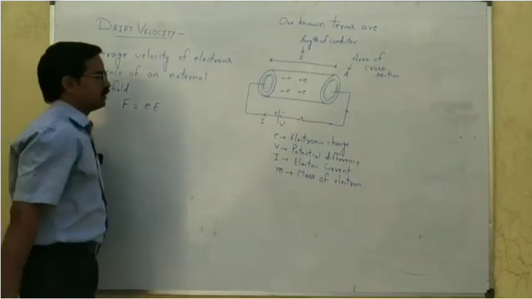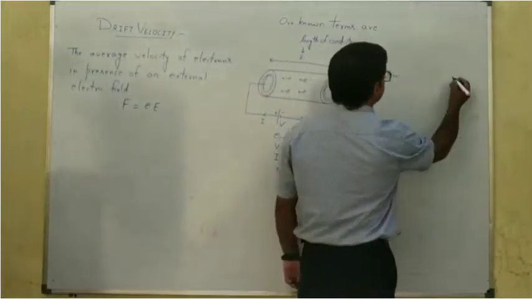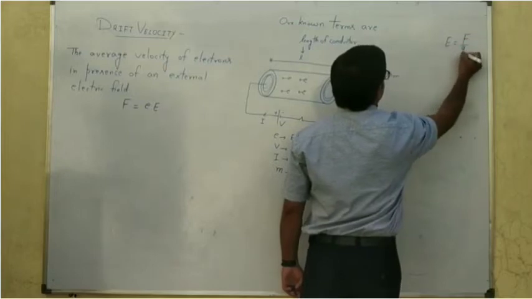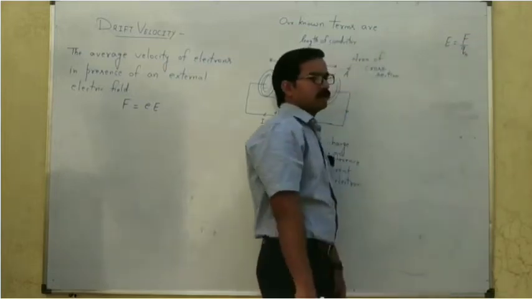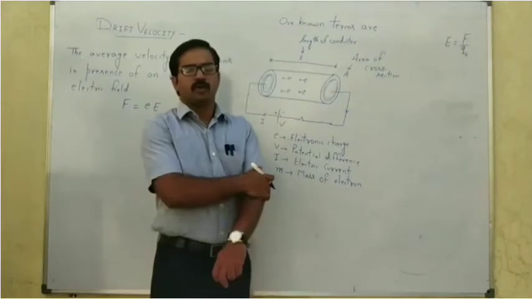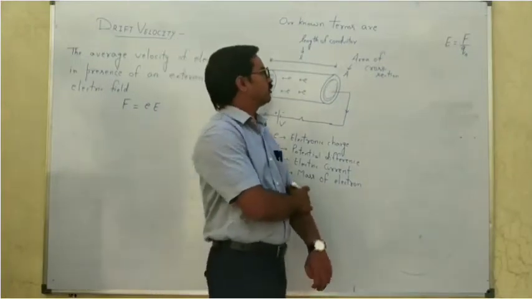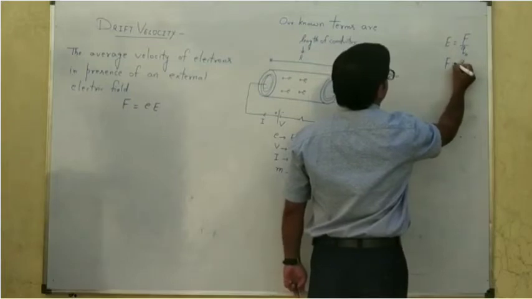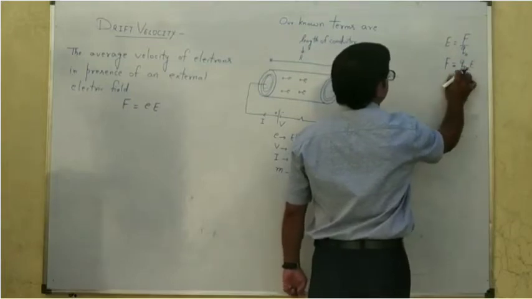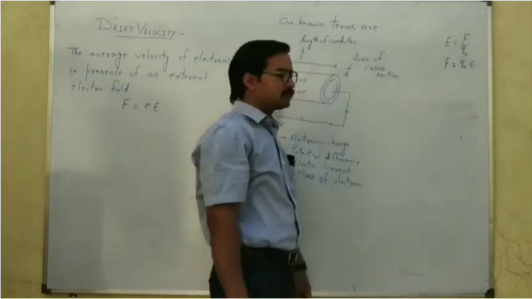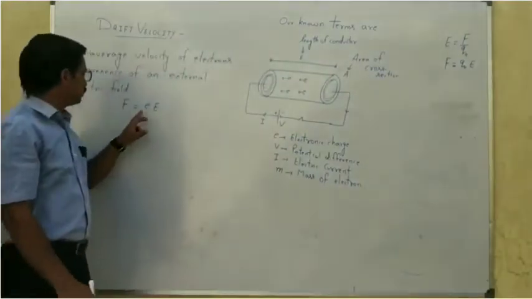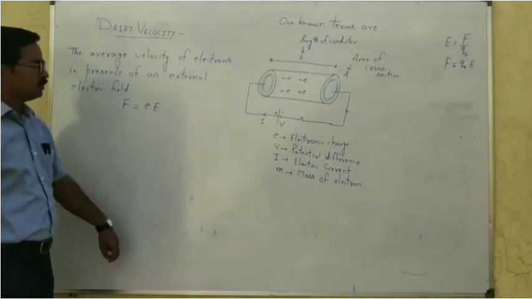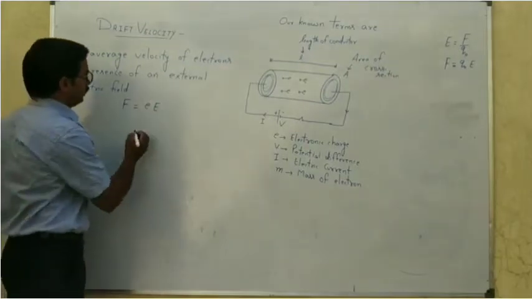This is nothing else; we have done it in the first chapter also. That was E is equal to F by q naught. Remember? Electric field due to a point charge. That time we calculated it. So you can get F is equal to q naught into E. Q naught was a unit positive charge; here the charge is e, the charge on one electron. So F is equal to eE. This is equation 1.